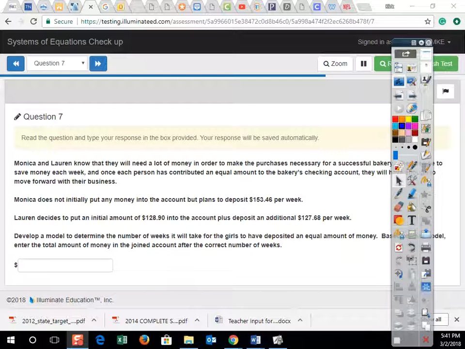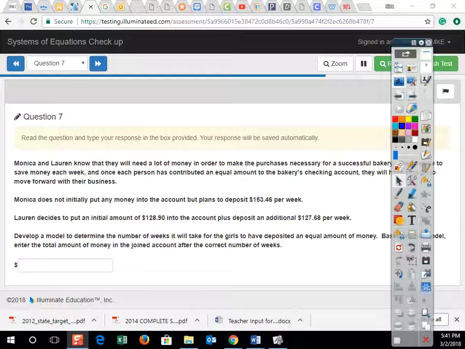Monica does not initially put any money into her account, but plans to deposit $153.46 per week. Lauren decides to put an initial amount of $128.90 into her account plus deposit an additional $127.68 per week. Develop a model to determine the number of weeks it will take for the girls to have deposits of equal amount of money. Based on the model, enter the total amount of money in the joint account after the correct number of weeks.